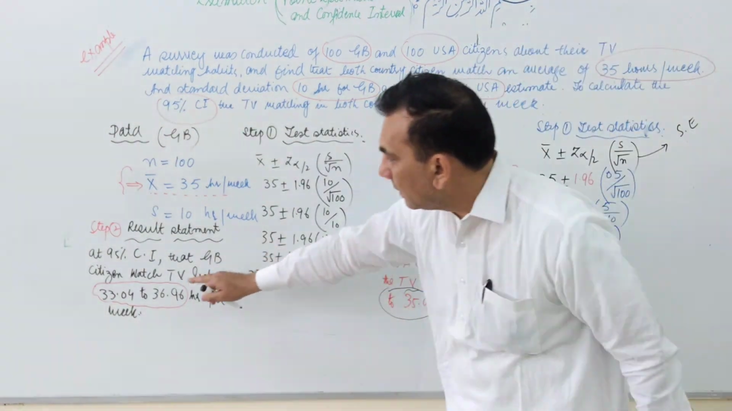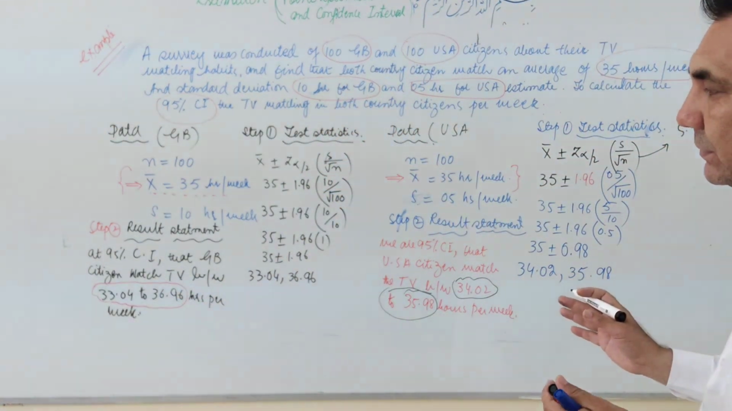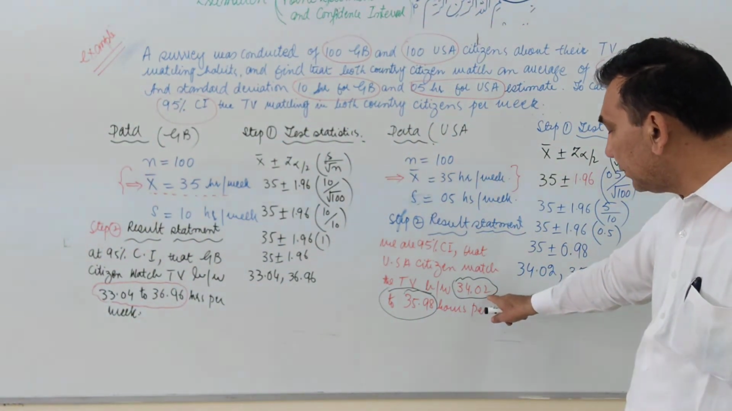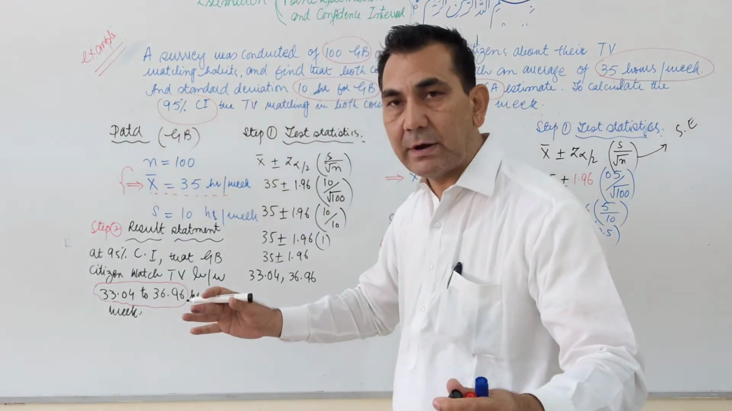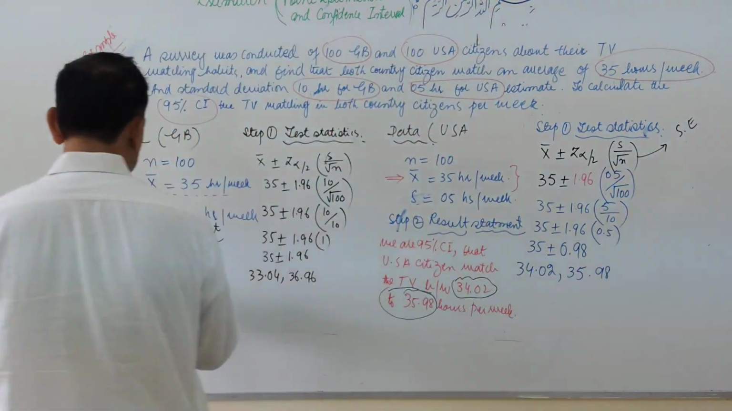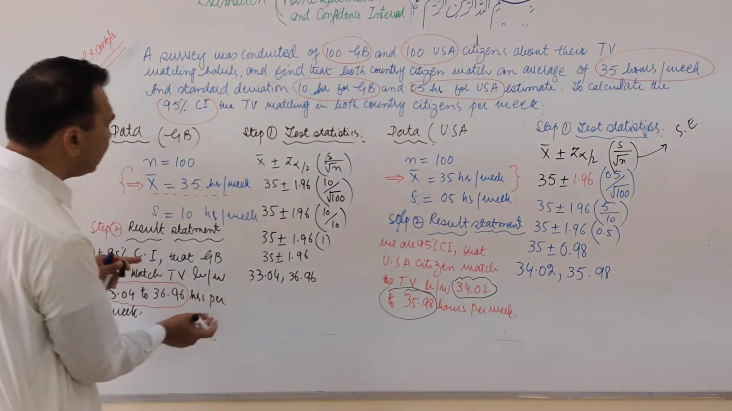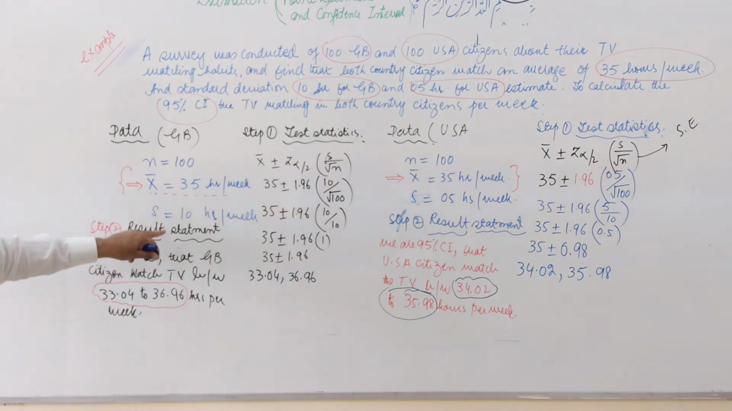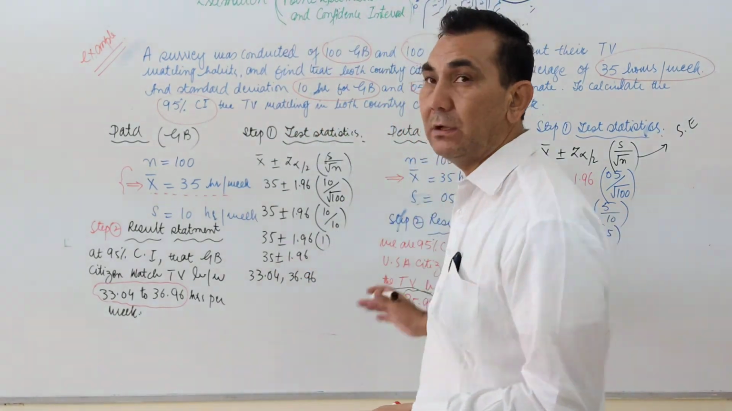Now look here. In Great Britain, they were watching TV between 33.04 to 36.98, and the USA is 34.02 to 35.98. It means the range of watching TV has come up wider as compared to the USA just because of the variance. The variance and standard deviation are quite a bit higher in Great Britain people as compared to the USA.